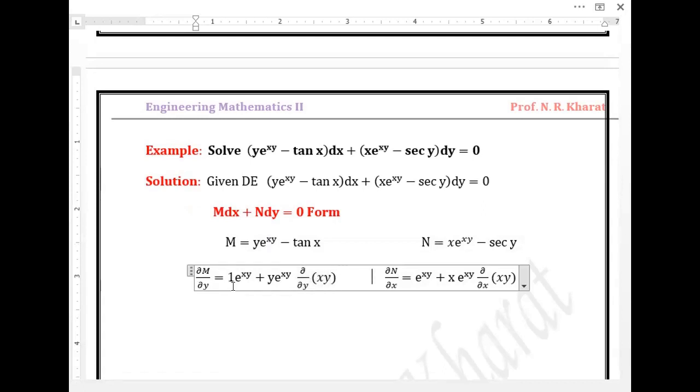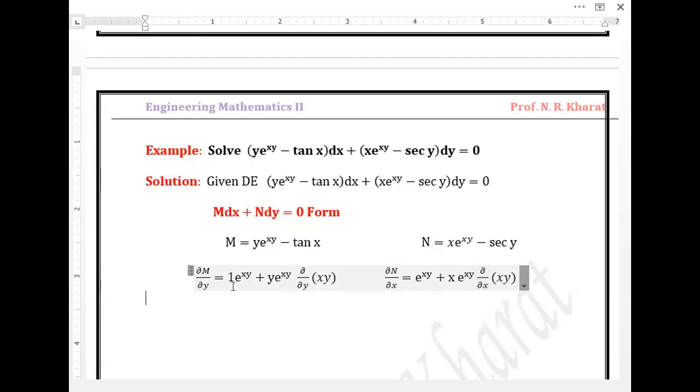In a similar manner, the n containing x e raised to xy minus sec y. And we have to differentiate this particular equation with respect to x. So derivative of your x with respect to x is 1. E raised to xy remains constant. Plus the second function, we have to take its derivative. So derivative of your e raised to xy is e raised to xy. And the index of your exponential function is xy. So we have to differentiate that xy with respect to x.